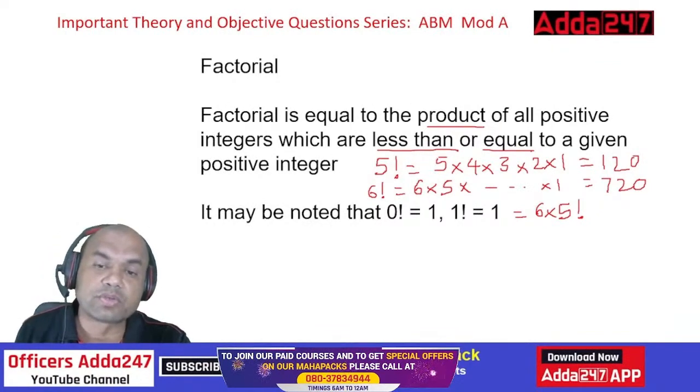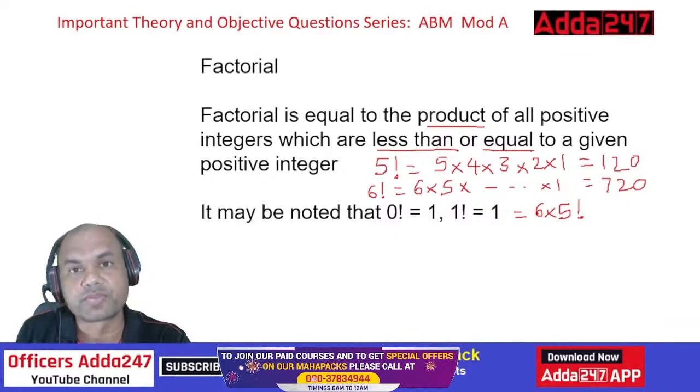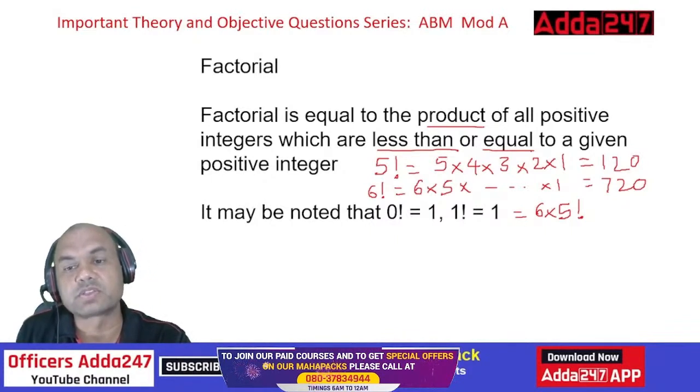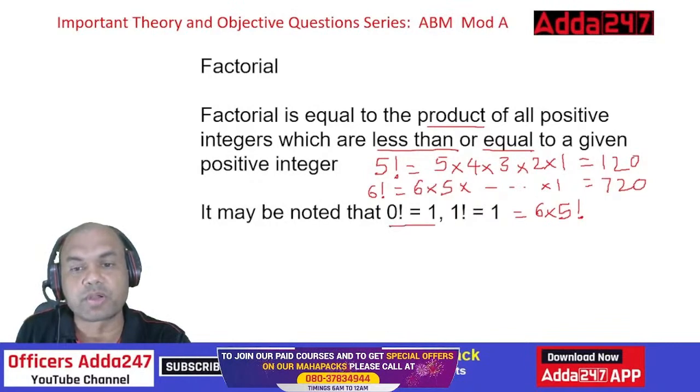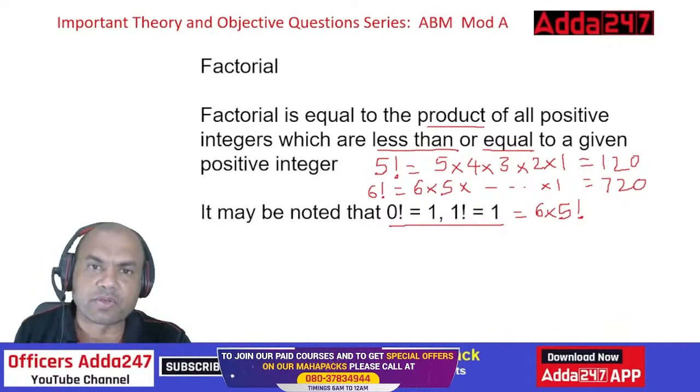One thing which we should note always is 0 factorial is always equal to 1. And 1 factorial also equals 1. These are the two important factorials which you should always remember. So, got the concept of factorial?